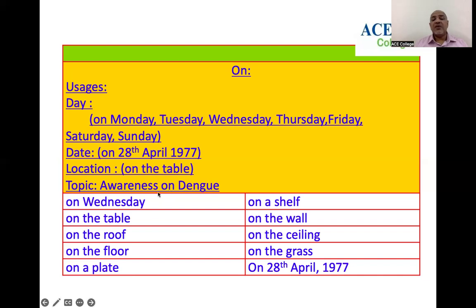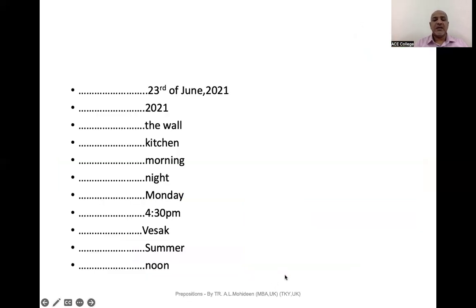And then if you're going to put a heading, we have a meeting, we have an awareness program, we have a subject on, we have a discussion on, then the heading you bring: on dengue, on awareness, on reading. So whatever the topic, you can put it here. So these are the situations where you're going to apply "on" in a sentence. On Wednesday, on the table, on the roof, on the floor, on a plate, on a shelf, on the wall, on the ceiling, on the grass, on date, on 20th and 19th.